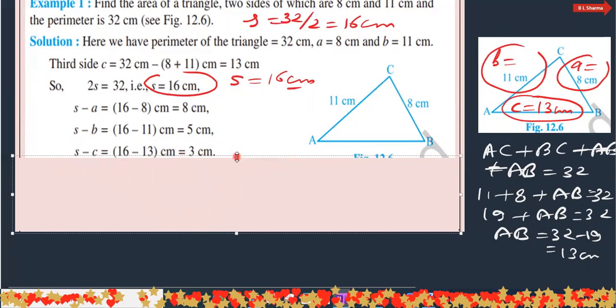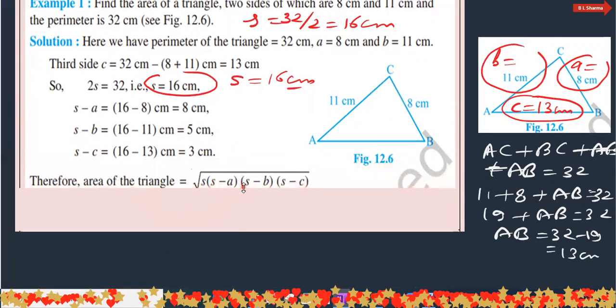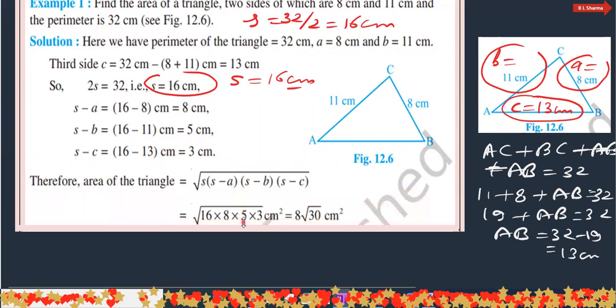Then we have the Heron's formula here. So see here, this is the Heron's formula to find out the area of the triangle. In place of s, you put 16. In place of s minus a, you put 8. In place of s minus b, we can put 5. And in place of s minus c, we can put here 3. So s is 16, s minus a is 8, s minus b is 5 and s minus c is 3.